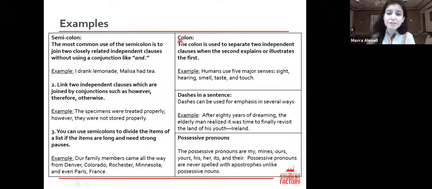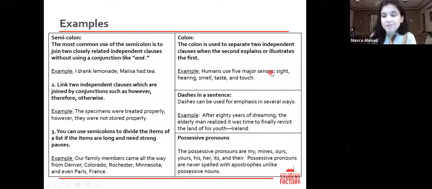Now let's look at the use of another important punctuation mark, which is a colon. The colon is used to separate two independent clauses when the second explains or illustrates the first. Yes. अब यहाँ पर हमने दो इंडिपेंडेंट क्लॉजेस को सेपरेट करने के लिए कोलन को यूज करना होता है. सेकेंड part of the clause is mostly an explanation or an illustration of the first one. Let's look at the example.